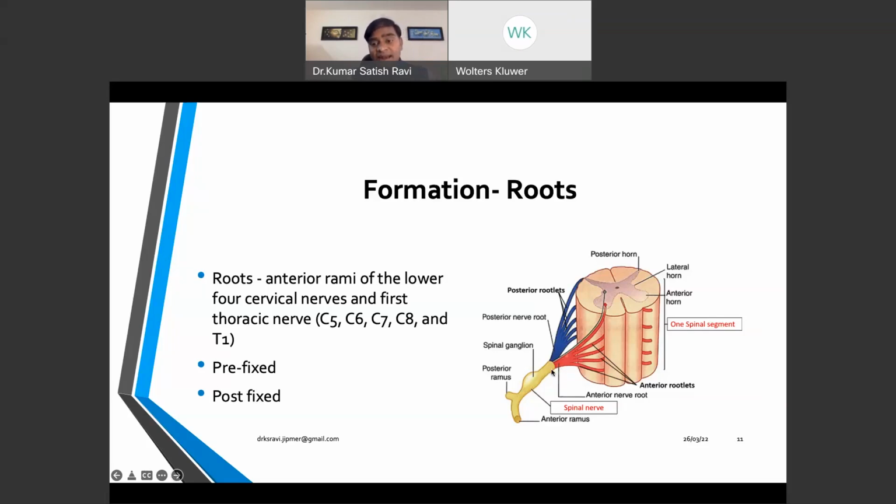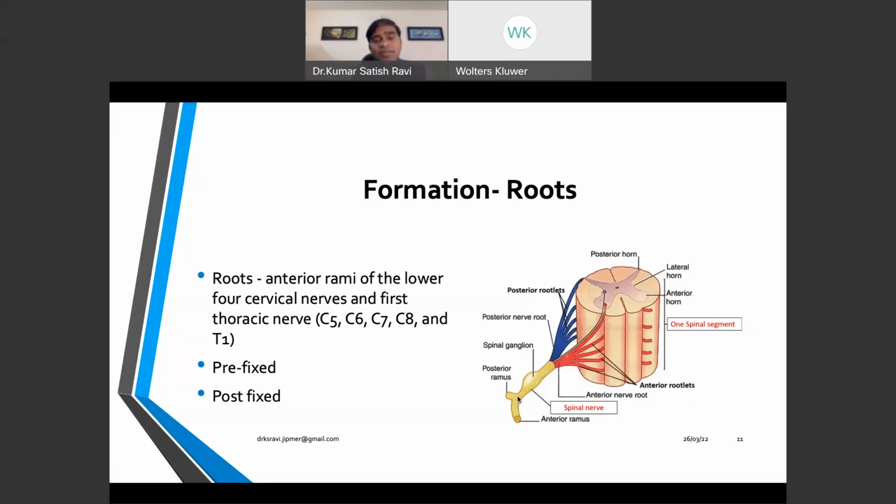Now these spinal nerves will further divide into 2. These divisions of the spinal nerves, which are mixed spinal nerves, are the ventral ramus. These are the ventral ramus. And the other division which is going posteriorly from this spinal nerve, we will call the dorsal ramus.